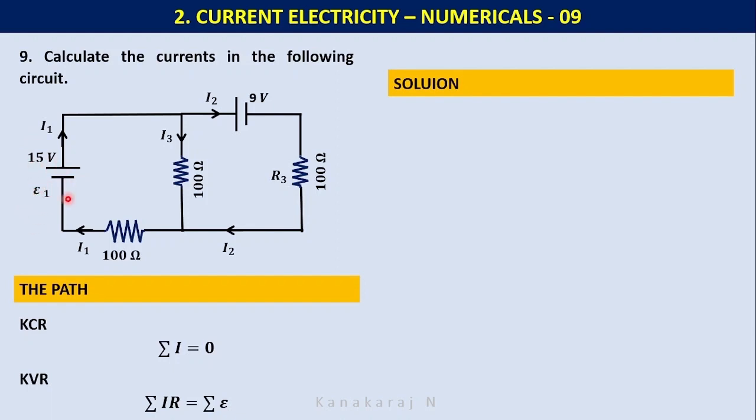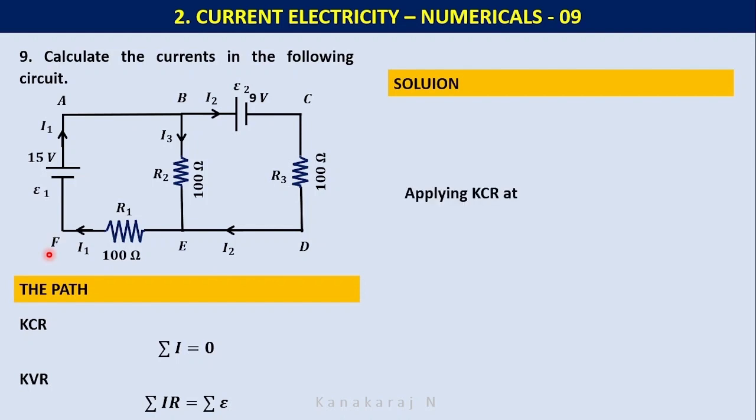Here the 15 volt is epsilon 1. Then 9 volt is epsilon 2. Then the horizontal resistance is R1, the vertical resistance is R2. So let us label the path A, B, C, D, E and F.